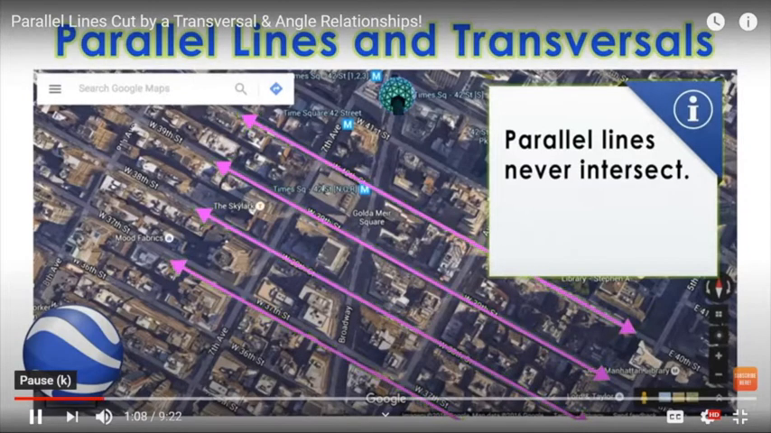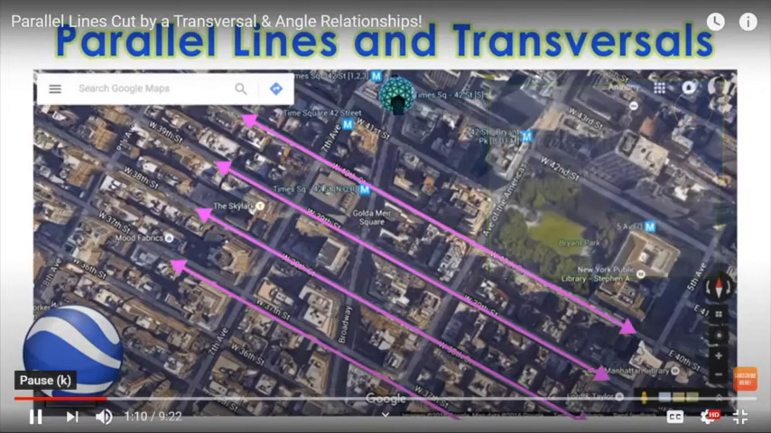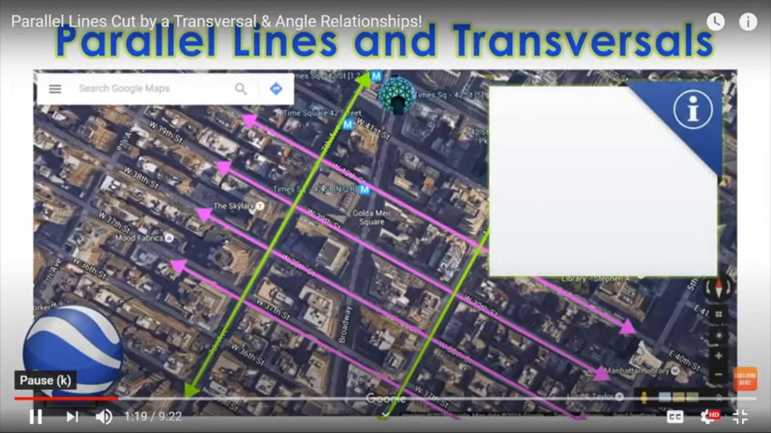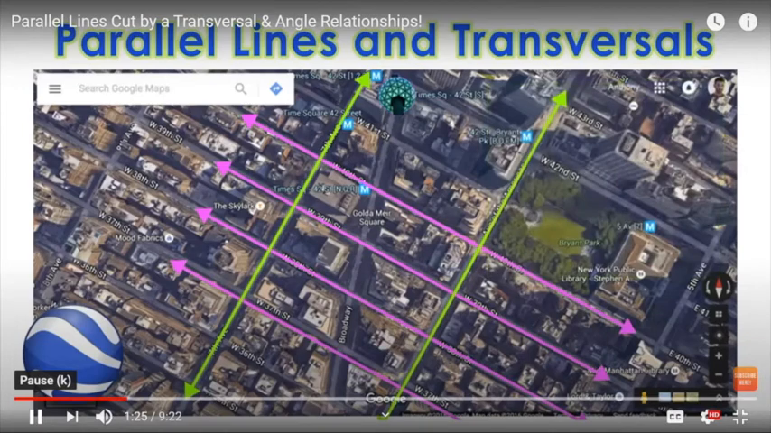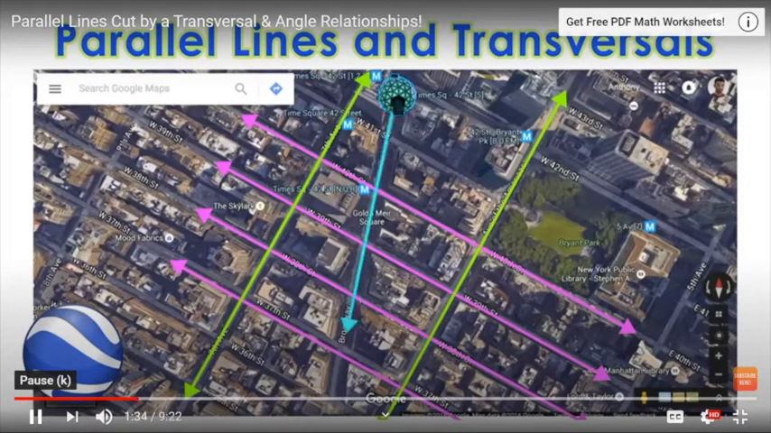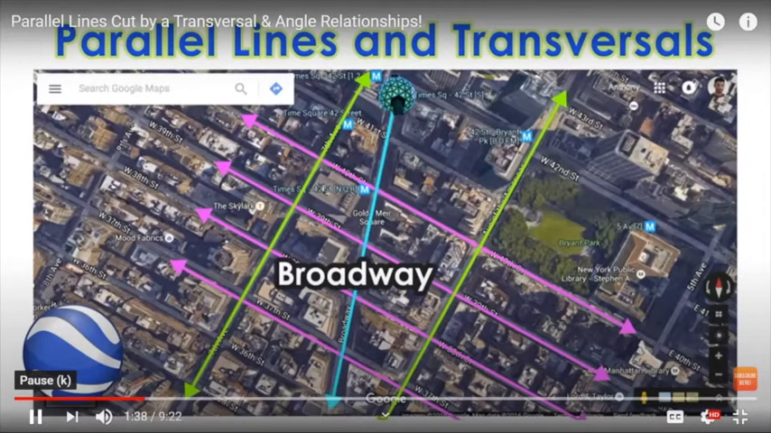We should also notice that our avenues run somewhat vertical, and they intersect our streets in a way that makes them perpendicular, or that they form right angles. And looking at the map this way should help us to better understand why, for the most part, Manhattan utilizes a grid system. Now notice that Times Square is located along a street that traverses this grid system. Now you have probably heard of this street before. It's called Broadway.